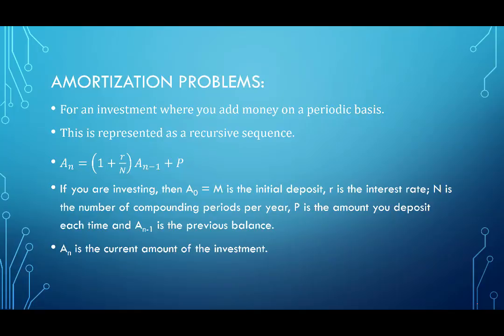investment periods N, the amount that you have is going to be given by this formula, 1 plus R over N times the previous balance plus P, where you have an initial amount of A0, that's your initial deposit, R is going to be the interest rate, N is the number of compounding periods per year, and P is the amount that you put in each time. And then of course A(N-1) is the previous balance.